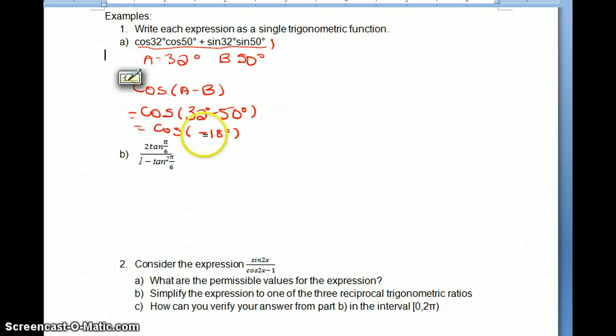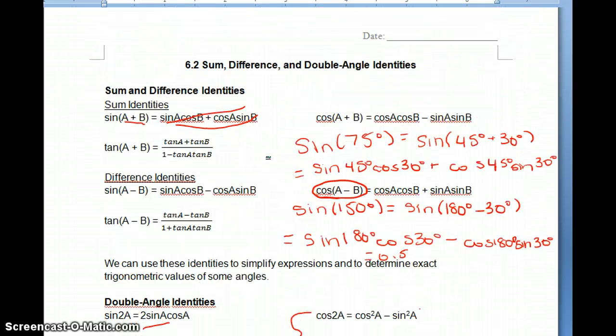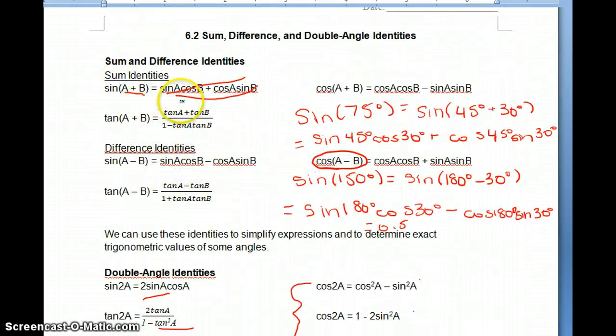Okay, alright, so looking at letter B here, we have 2 times tan pi over 6, all divided by 1 minus tan squared pi over 6. Here we want to write this as a single trigonometric function. The biggest thing we can look at is our numerator, 2 tan of pi over 6. I'm going to scroll up to our formulas. Obviously this one cannot be tan of A plus B, because the numerator was 2 tan pi over 6, so it can't be written as tan A plus tan B, and it's also not tan A minus tan B.